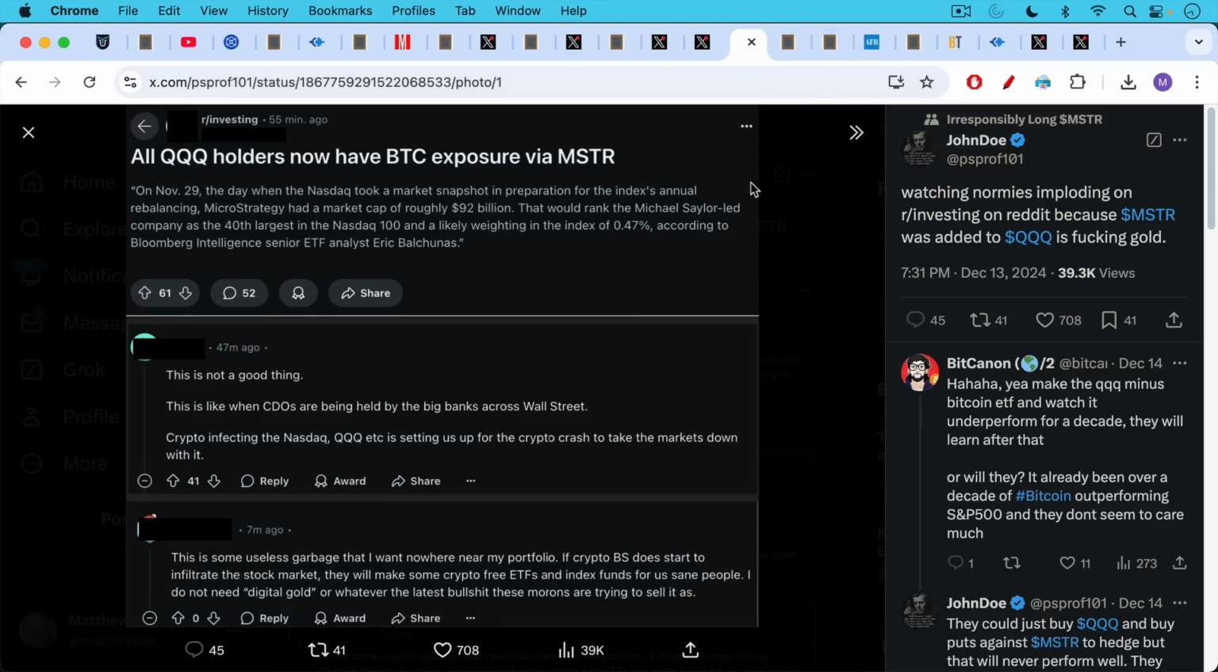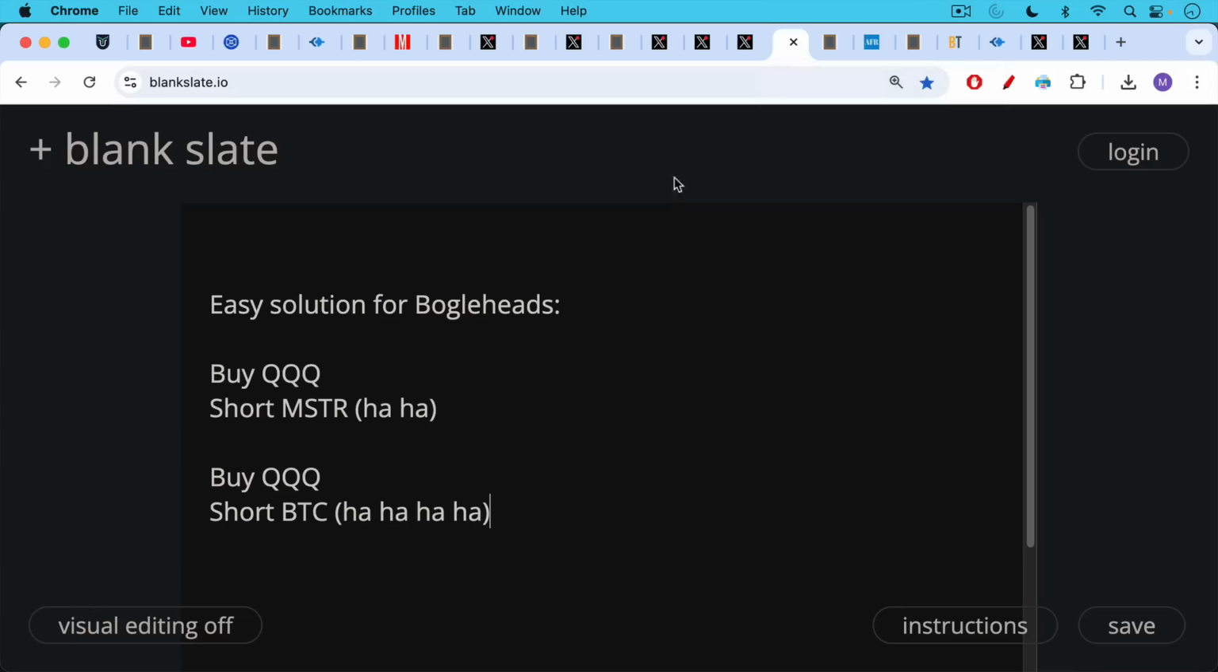For QQQ holders who are upset about this, I have some advice. Easy solution for these boggleheads, which is what you sometimes call stock index investors. When they buy the QQQs, they can just take out a separate short on MicroStrategy. Again, not a great idea. Or they could buy the QQQs and short Bitcoin itself to get its exposure out of their portfolio. Just a small amount, obviously, relative to the size of their QQQ position. But this is obviously quite foolish.